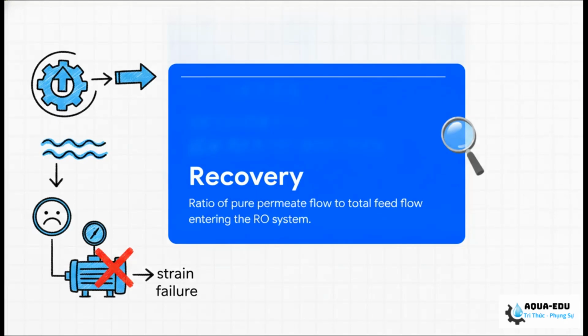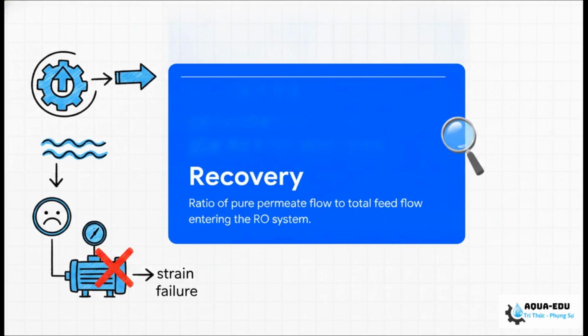Okay, if you remember absolutely nothing else from today's explainer, remember this word, recovery. Recovery is the exact ratio of your usable product, that pure permeate flow, to the total volume of feed water entering your system. And when this ratio starts to drop, well, the consequences compound fast. We aren't just losing product water, we're actively wasting valuable feed water and honestly putting a ridiculous amount of unnecessary mechanical strain on our high-pressure pumps. So a drop in recovery isn't just a hiccup, it is the very definition of an operational failure that needs your attention immediately.